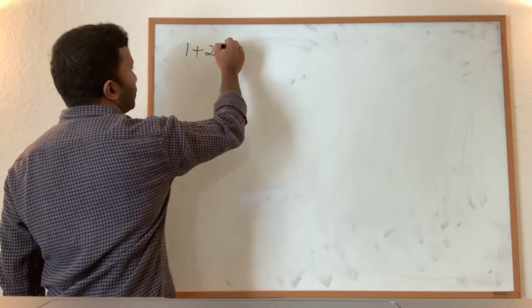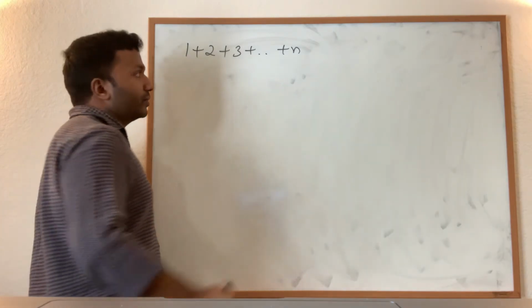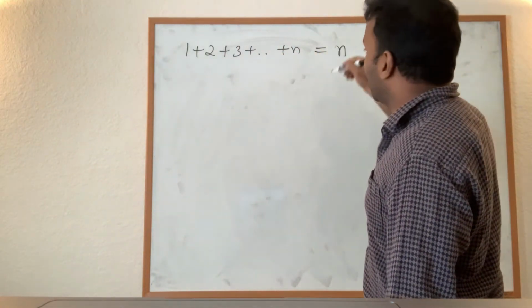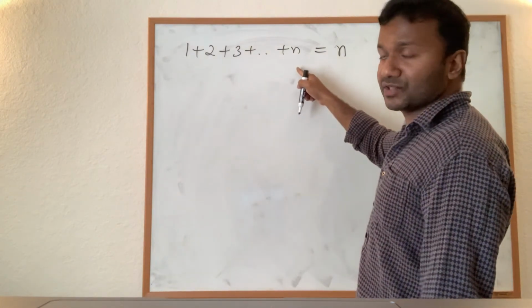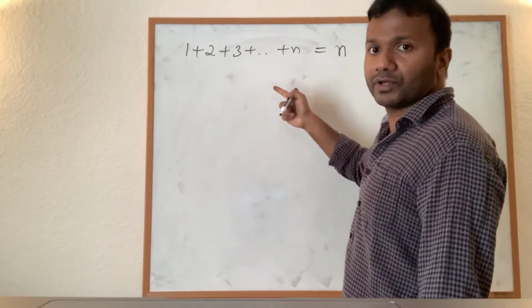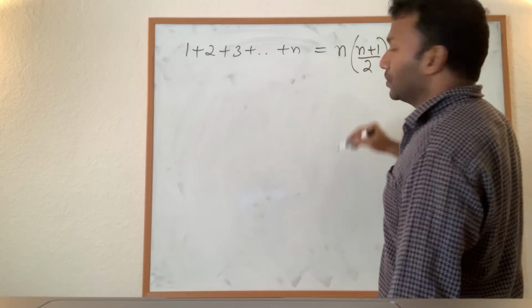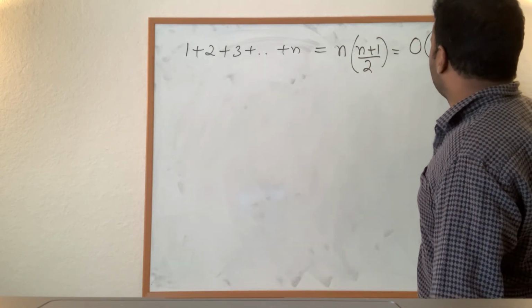1, 2, 3, etc., up to n. This is equal to, there are n terms, and the average value of a term is what? 1 plus n over 2. So the total sum is n times n plus 1 by 2. This is actually big O of n square.